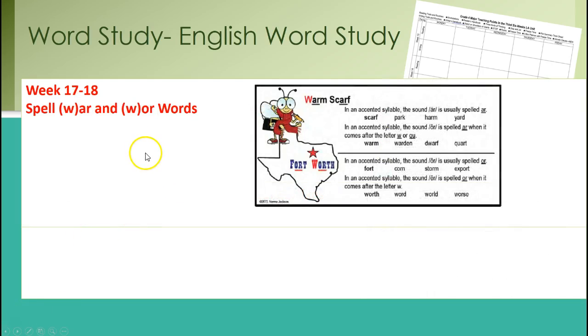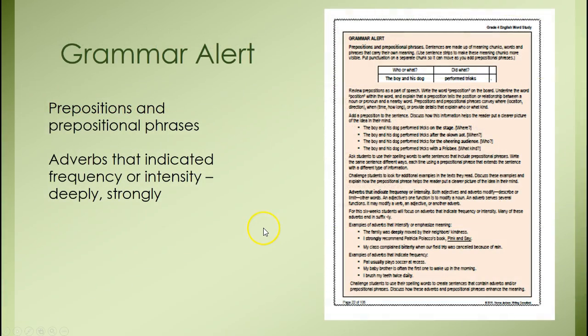Week 17 and 18 is the AR and the OR words, and how I would suggest doing this too is putting it in your writing handbook, but also maybe making an interactive word wall with words that you are studying that week and having kids as they find words, then having them interact and make a word wall with just those specific words for that specific time period. So that is your English word study.